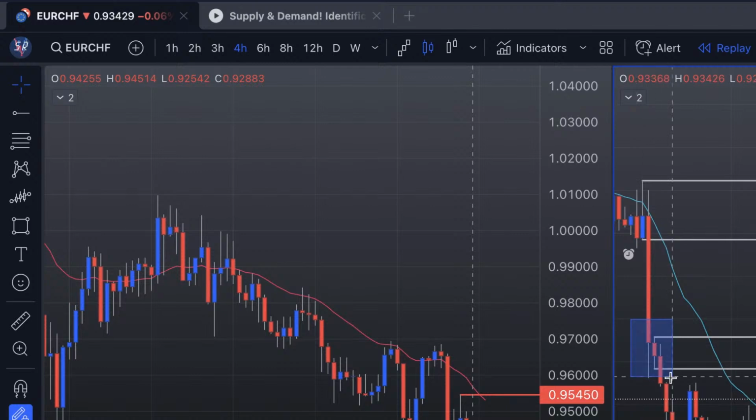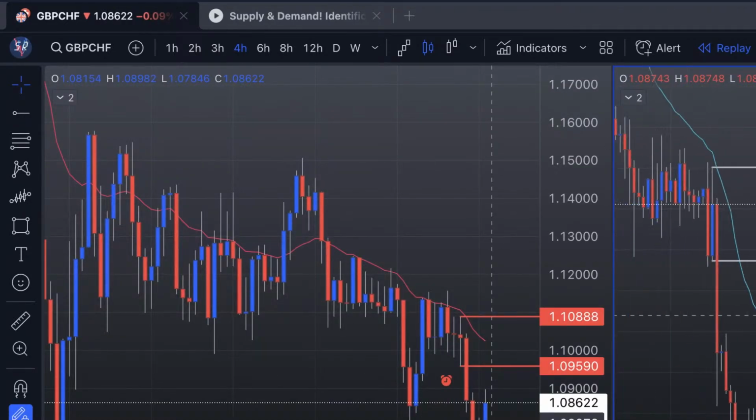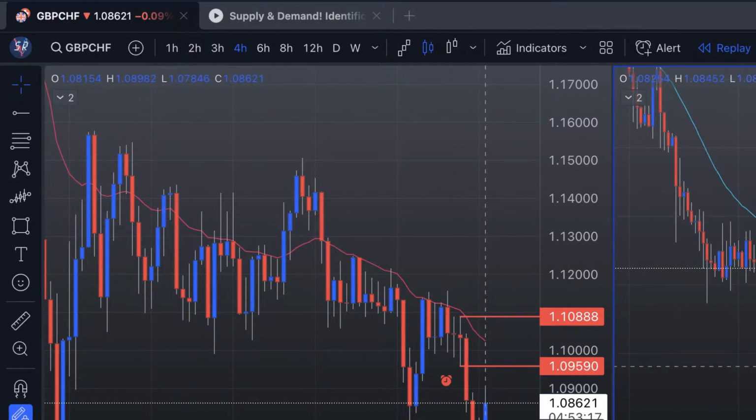But we can remove this because this has been invalid, and we can go like that. That's the nearest fresh supply. We don't know what kind of sellers are in there. These sellers can definitely continue pushing it down. Okay, so we're going to take some money before we get there. 93.5. Okay, 93.5. Pound Swiss. Sellers here. This supply has been invalidated.